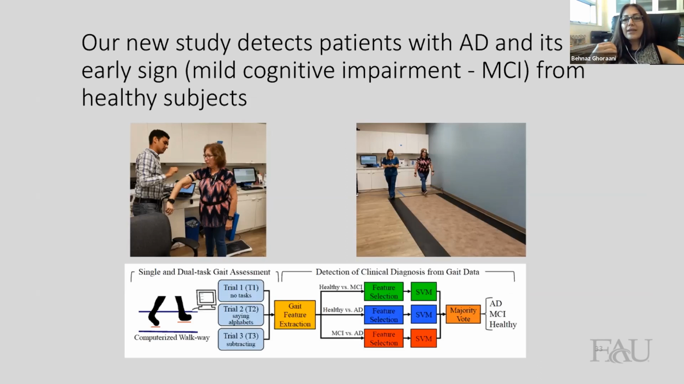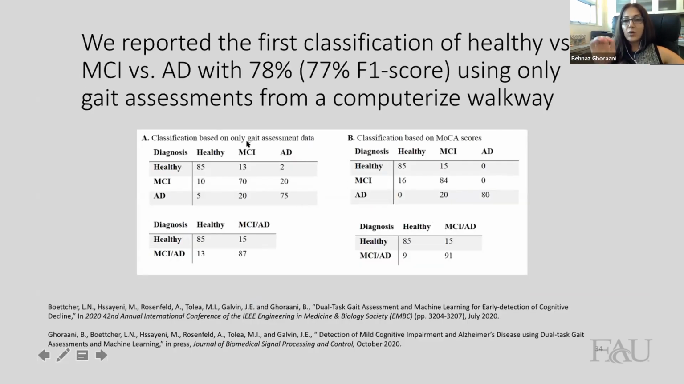We know that there is a drop in functional performance as we add cognitive tasks, but for patients at risk of developing cognitive impairment, they have a bigger drop in their performance. So we use the computerized walkway at this point, and using only the gait, we are able to achieve 78% detection of healthy from mild cognitive impairment and Alzheimer's disease.